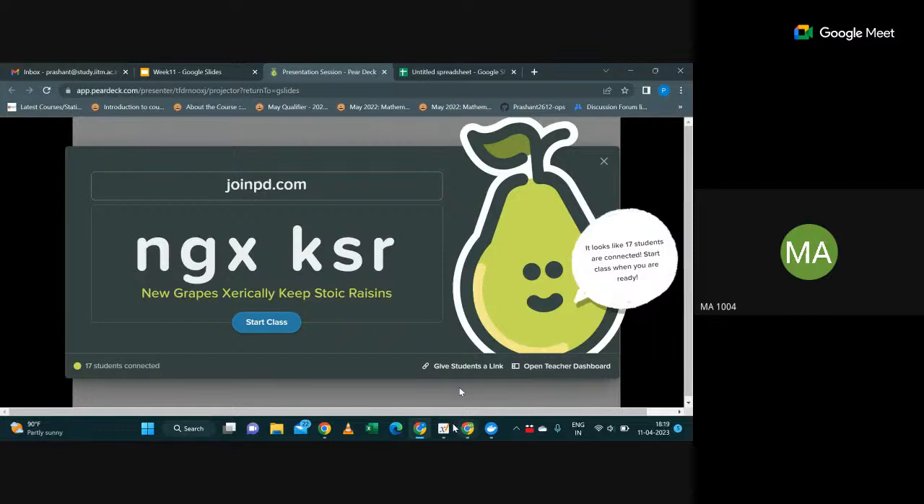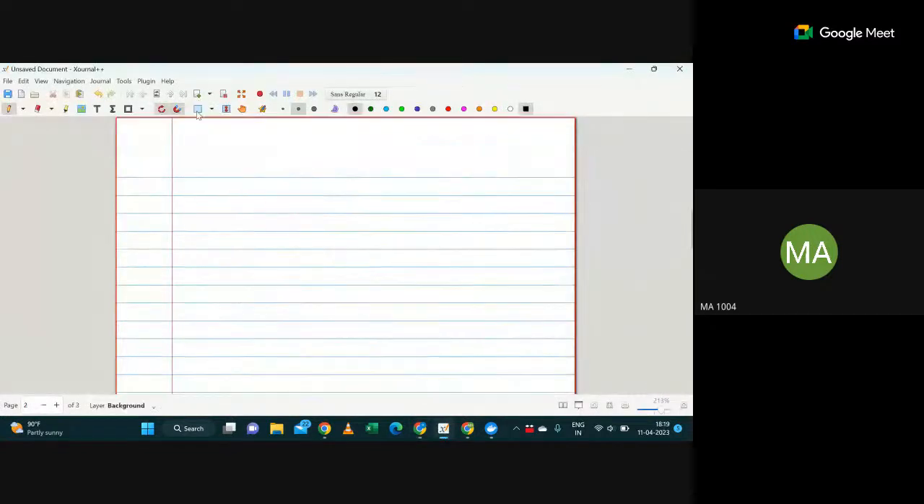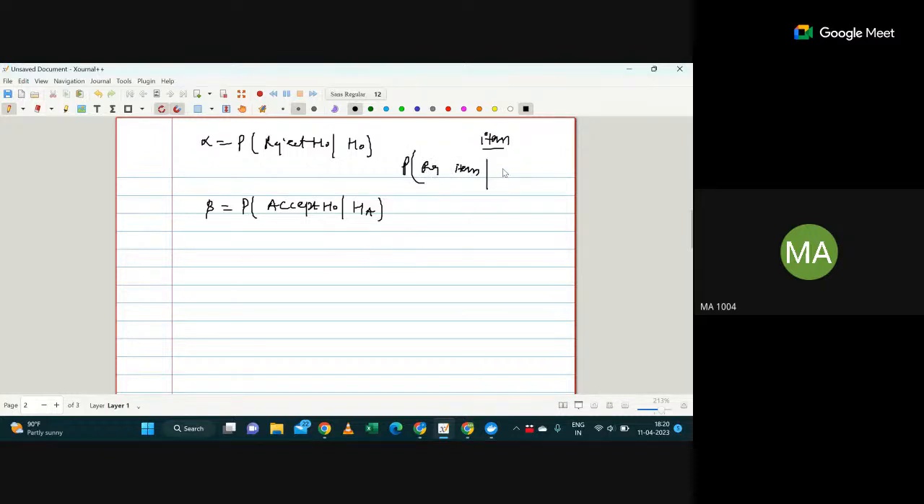Okay, so you can think of it like this. What is your alpha? Alpha is the probability of rejecting H0 when H0 is true, correct? And beta is the probability of accepting H0 when H1 is true, correct? This is alpha and beta, right? So you can interpret it like this: suppose there is an item, some product of a manufacturing company. You are rejecting that item even though that item was good.